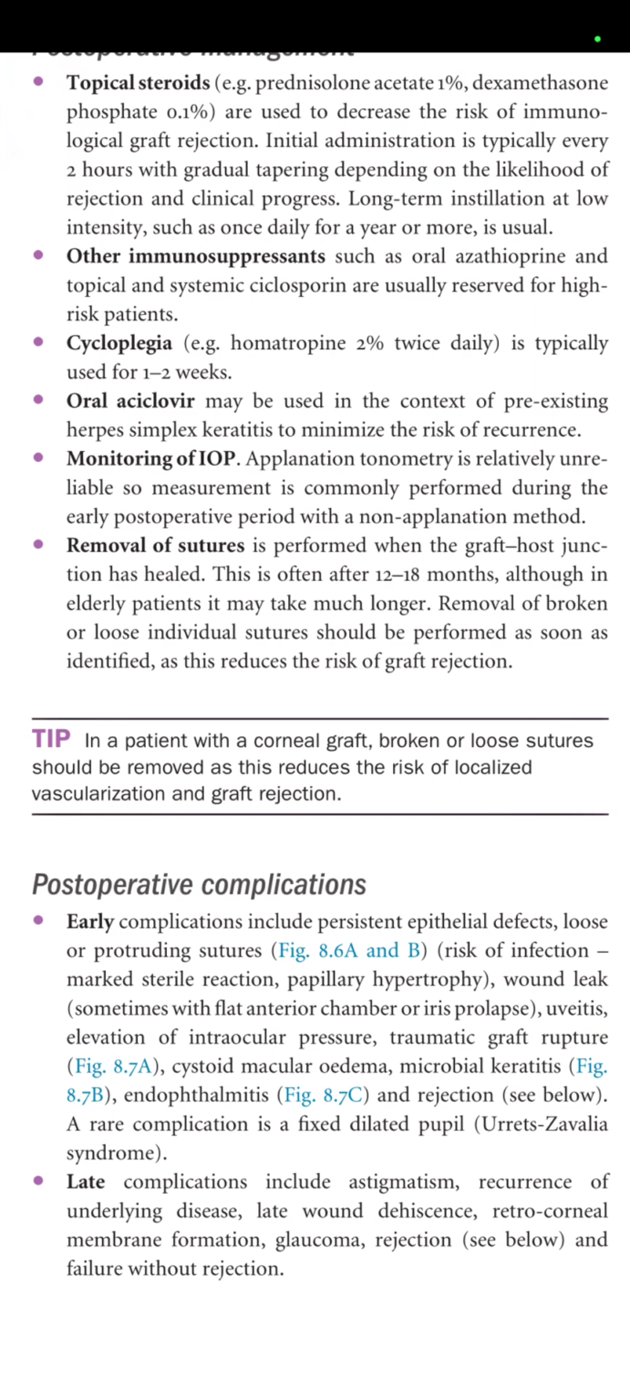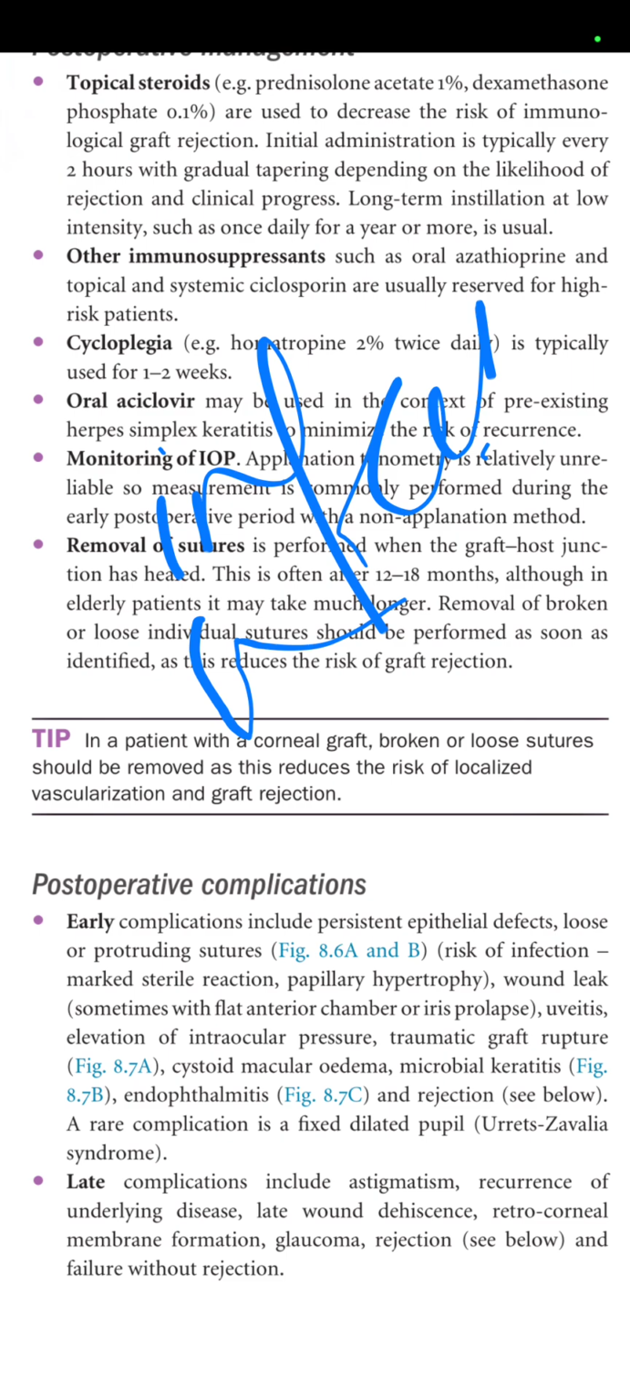So there can be infection, an epithelial defect, and a loose or broken suture. Wound leak can happen sometimes with a flat anterior chamber or iris prolapse, uveitis, elevation of intraocular pressure, traumatic graft rupture, cystoid macular edema, microbial keratitis, endophthalmitis, and rejection. A rare complication is a fixed dilated pupil, that is Urrets-Zavalia syndrome.